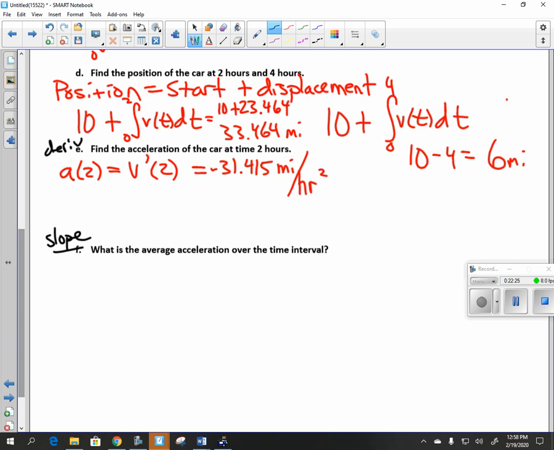So average acceleration over the time interval, well, the time interval is from what to what? 0 to 4. So we're going to find v of 4 minus v of 0 over 4 minus 0, which is just y sub 2 minus y sub 1 over x sub 2 minus x sub 1, right? So we know what we get on the bottom. What do you get on the bottom? 4. So let's do the top.